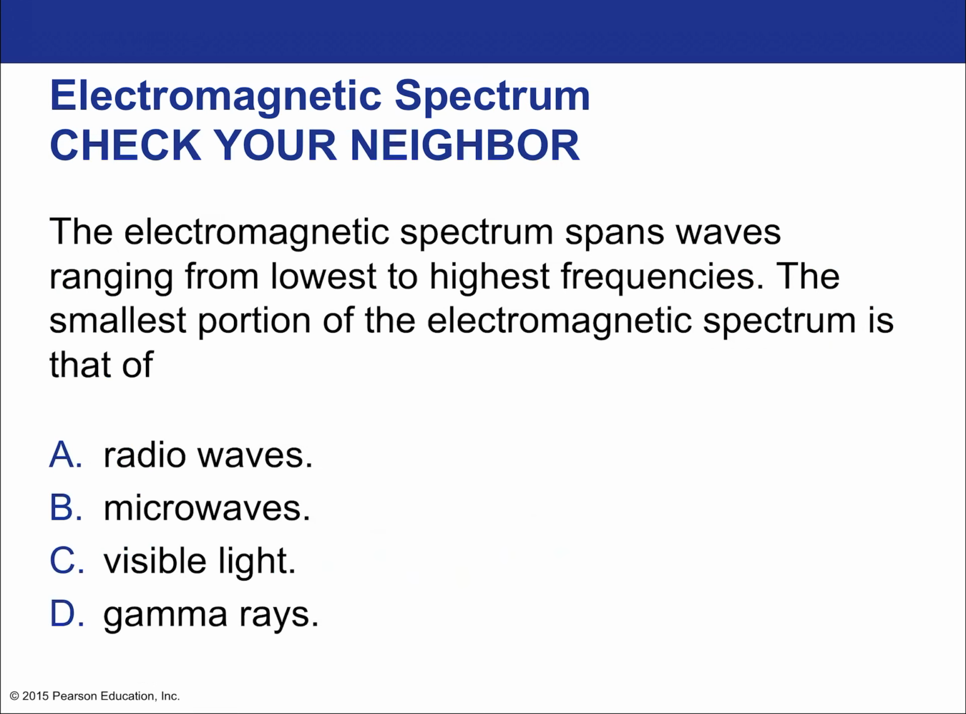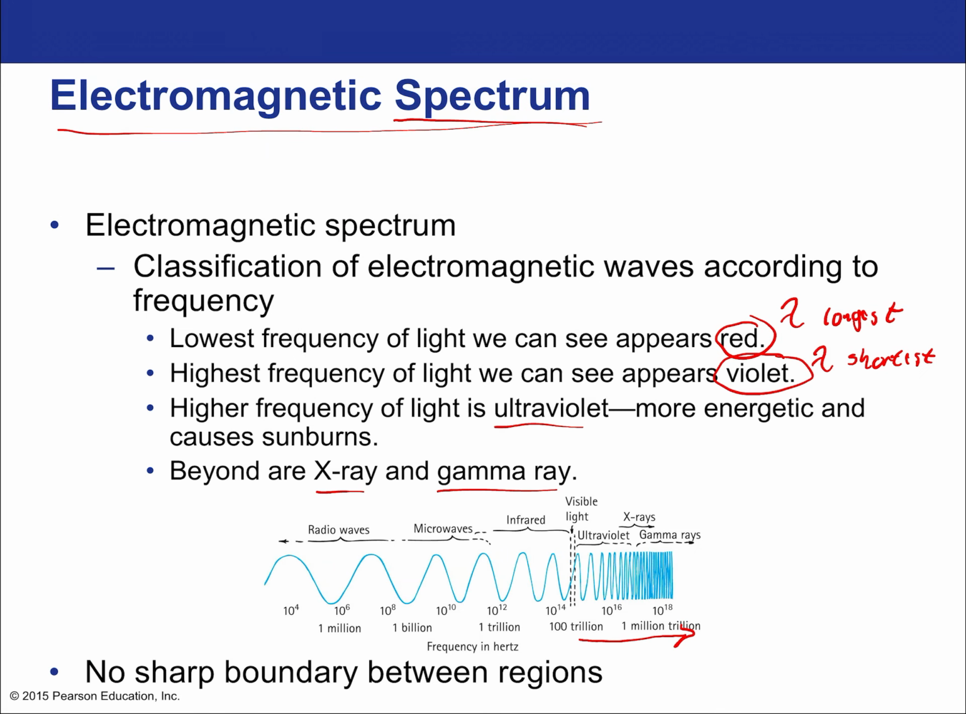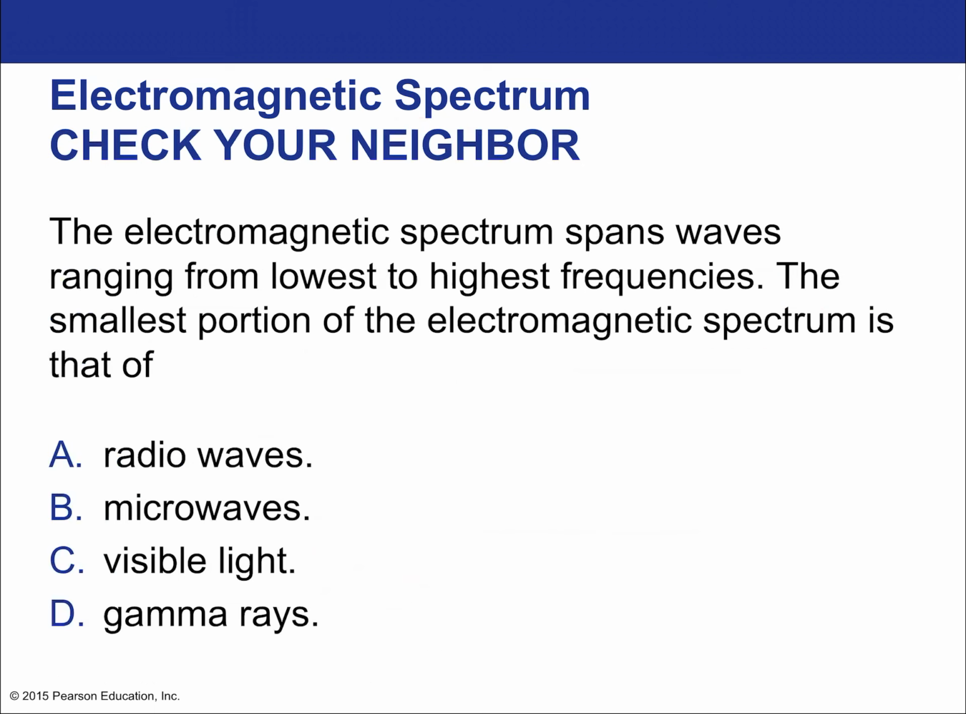On the other side of visible light is all the low energy light, infrared, microwaves, which you might think, oh, but they're micro, does that mean they're short? Well, they're short compared to other radio waves. Microwaves are so named because they're the shortest of the radio waves, and then all the other radio waves, okay, which can become very long, even meters or kilometers in length. So the electromagnetic spectrum spans waves ranging from the lowest to the highest frequencies.